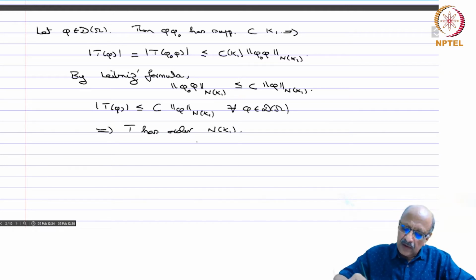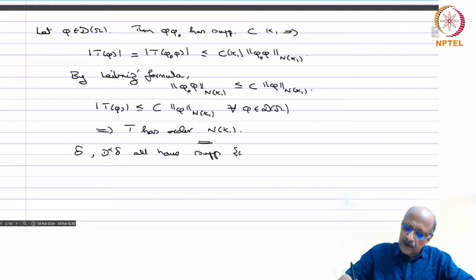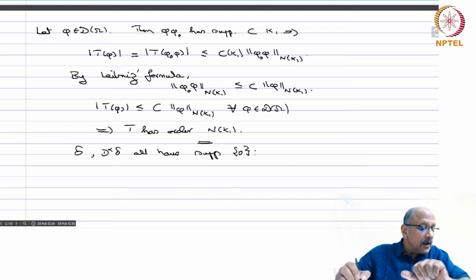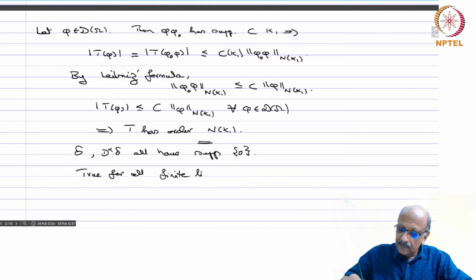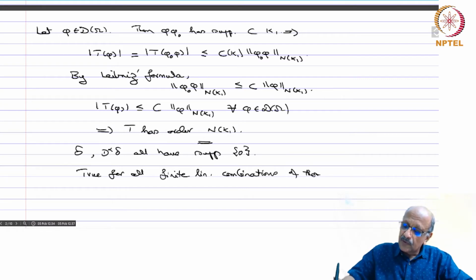Okay, so this is every distribution has finite order. Now we saw that the Dirac distribution delta and D alpha delta all have support singleton 0. And so this is true for all finite linear combinations of these distributions.